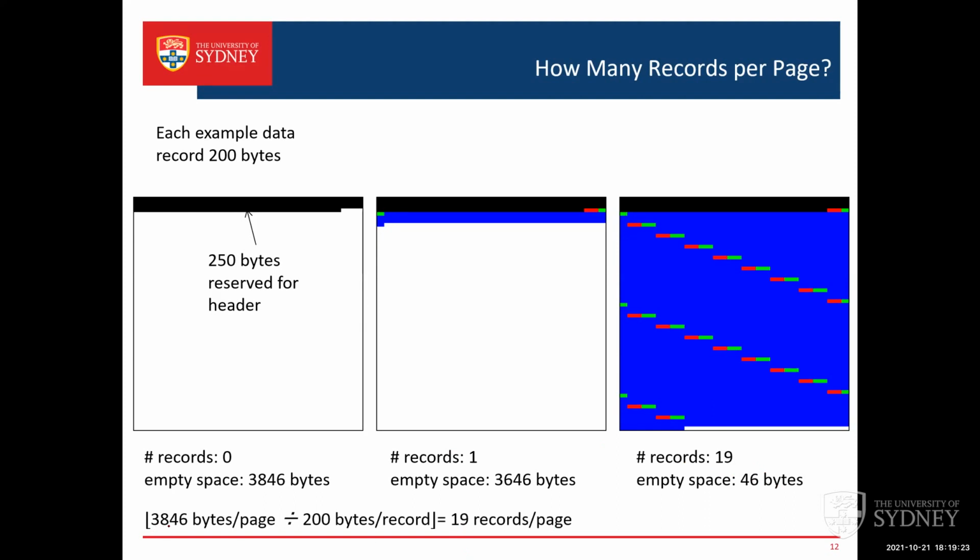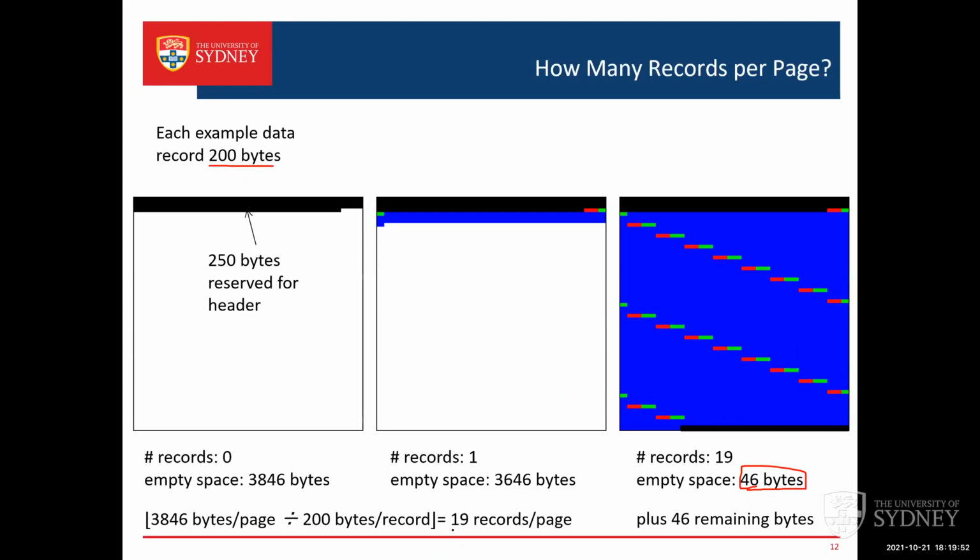So we have 3,846 bytes in every page, and every record is 200 bytes. So if we simply divide them, it will be 19 point something, right? That simply means we will be able to store 19 records. Point something means there is some extra space, like in this case, there will be 46 bytes. But since each record is 200 bytes long, we will not be able to store another one in here, right?